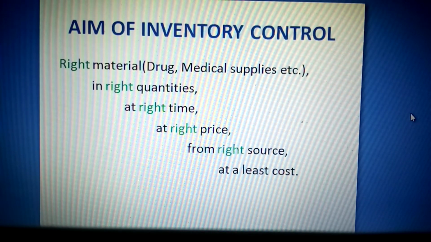Now, what is the aim of inventory control? Why we do the inventory control? So, the aim of inventory control is the right material like drug or medicine, medical supplies like consumable surgical items, non-consumable surgical items, equipment, etc. in right quantities, at right time, at right price, from the right source, at a least cost.